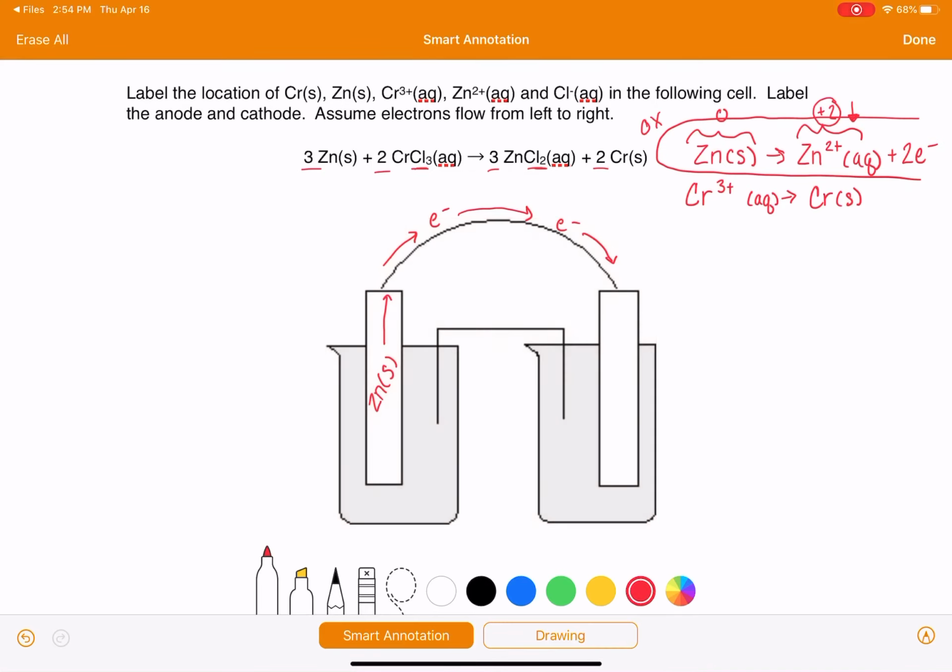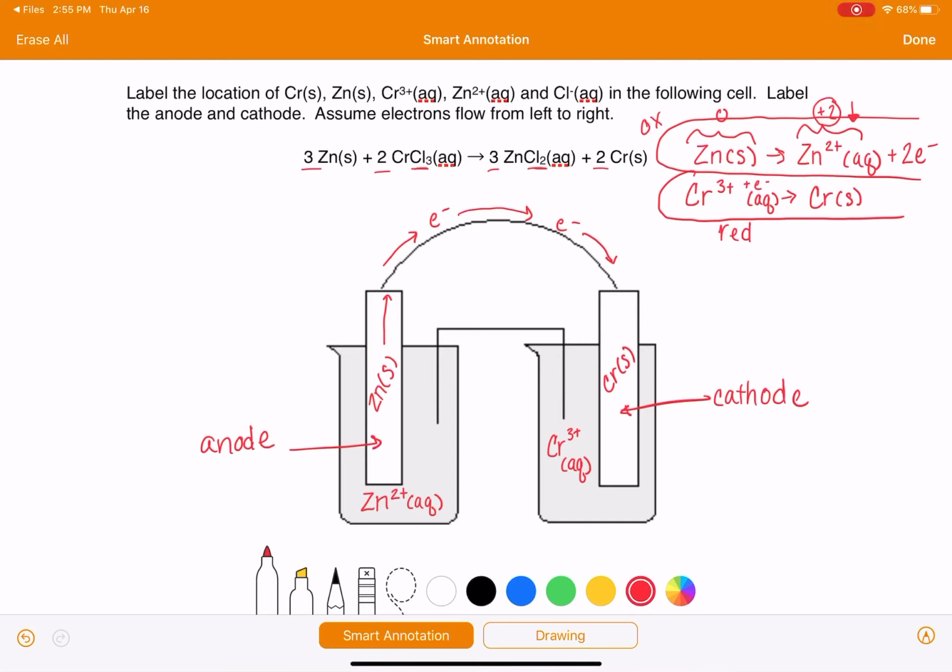And remember, we want to match the elements with the elements. So if we have zinc solid on the left, then we need to have zinc ions on the left. And then over on the right-hand side, this needs to be our chromium. Our electrode is the solid substance, and in the beaker is where we're going to find the ions, aqueous. This is going to be our reduction because we're going to be gaining electrons on this side, which makes chromium the cathode, and it makes zinc the anode.